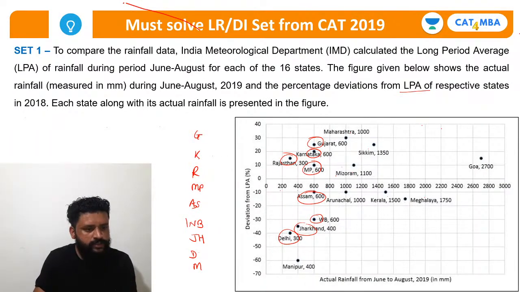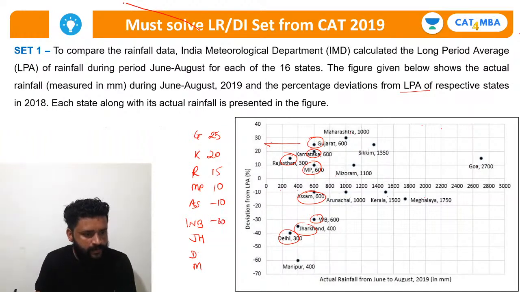So the deviation for Gujarat is 25. Deviation for Karnataka is 20. For Rajasthan it is 15. For MP it is 10. And for Assam it is -10. For West Bengal it is -30. Then for Jharkhand it is -35. And for Delhi it is -40. And then for Manipur it is -60.